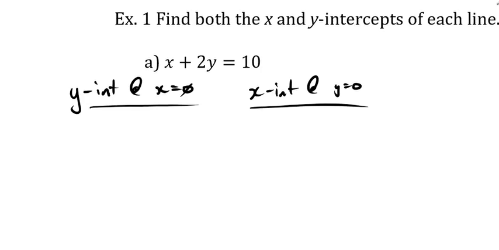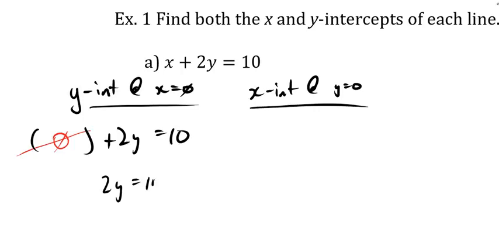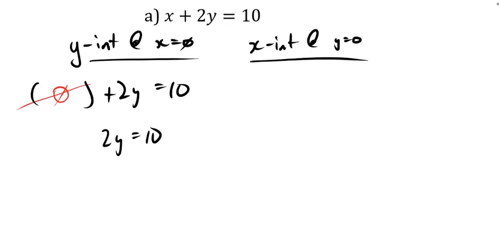So here we go. If x equals 0, that means there's x plus 2y equals 10, but x is 0. And if x is 0, that whole part's gone, and I'm left with 2y equals 10. And how do I solve this? Very nice. Divide each side by 2. And that gives me y equals 5.